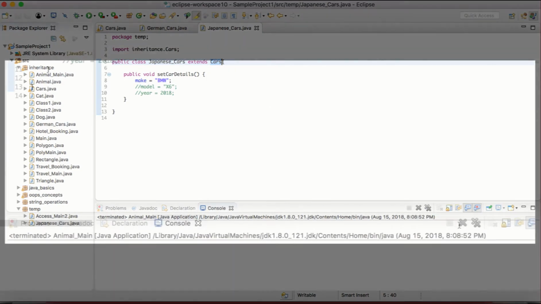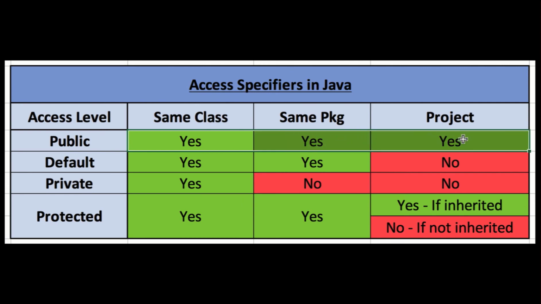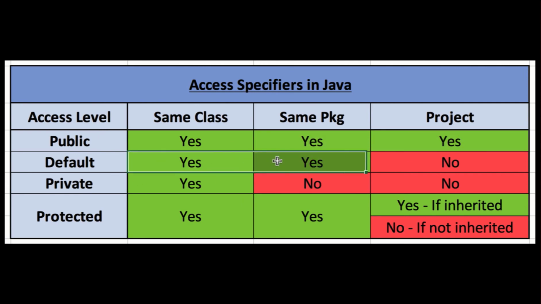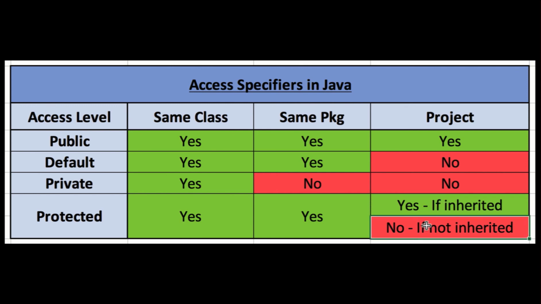Okay, simple. Let's go back to the chart again. Public can be accessed everywhere. Default can be accessed in the same class, in the same package. Private can be accessed only in the same class, and protected can be accessed in the same class, same package, with and without inheritance. There is no condition. But when you try to jump outside of the package, then it can be accessed only when we inherit from the class where it is defined. And if you do not inherit, then it is not allowed to access. It acts as the default access specifier in that case.